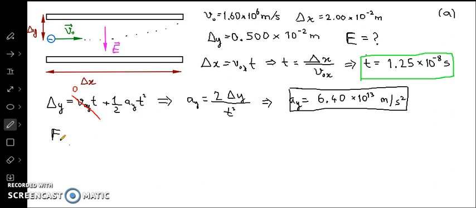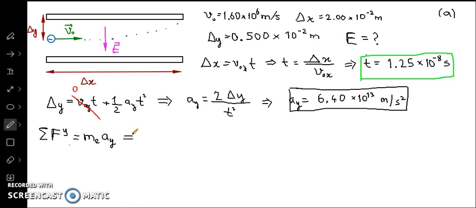For reasons we will show later, Fg is much smaller than the electric force. So we're going to ignore Fg and say that F net is just the electric force. So this is Newton's second law: the sum of the net force in the vertical direction is equal to mass, whose mass? The electron's mass, m sub e, times the acceleration in vertical.